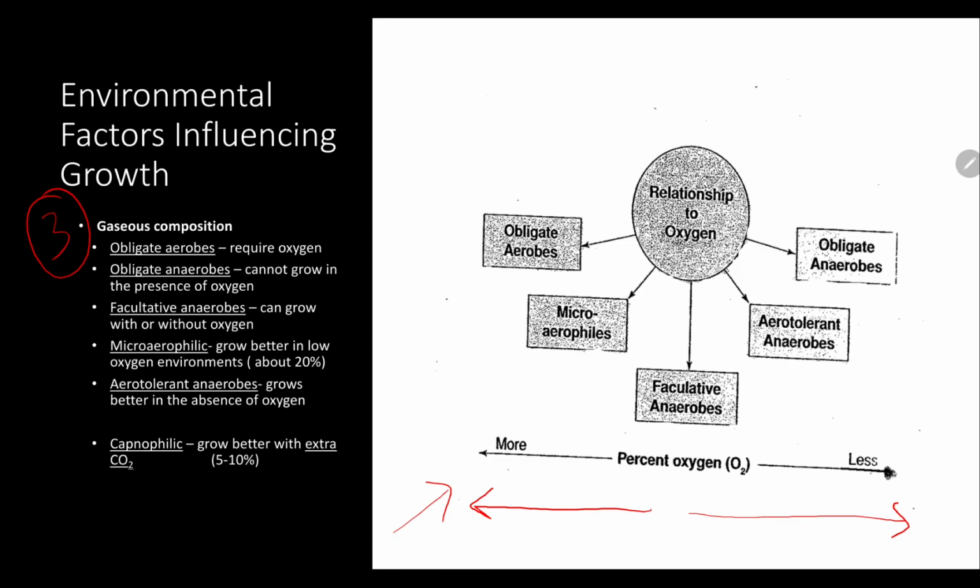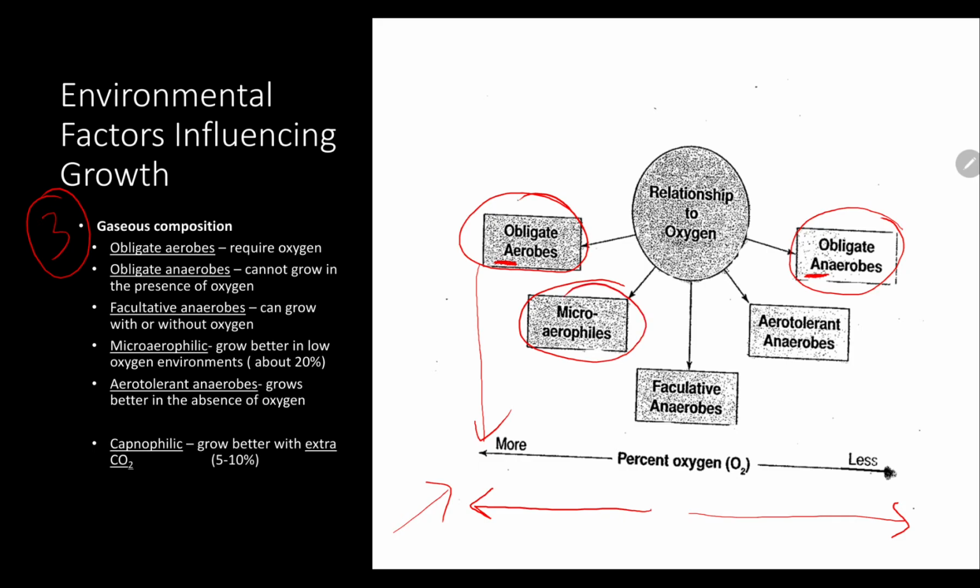Let's see the obligate aerobes. Obligate aerobes fall in the more oxygen side. It means that obligate aerobe microbes need a lot of oxygen. This is in contrast to the obligate anaerobes. Remember, aerobes must have oxygen. Anaerobes don't need much oxygen, they don't need oxygen at all.